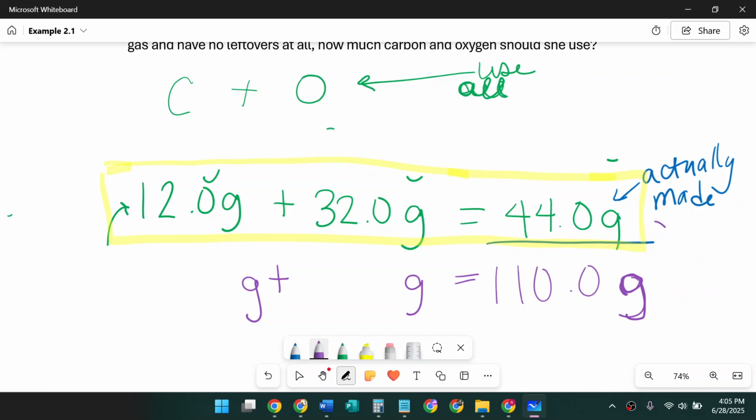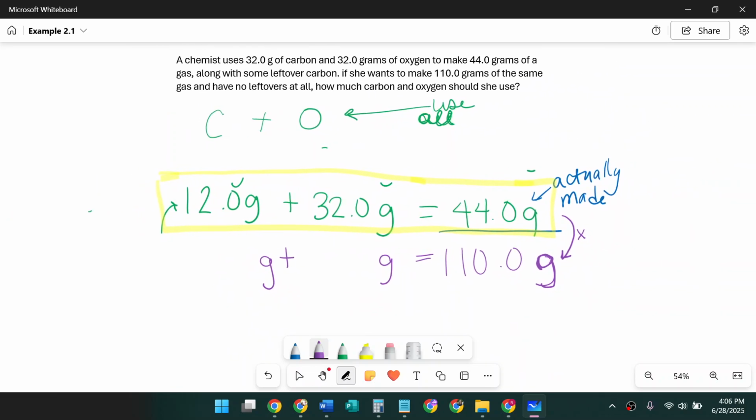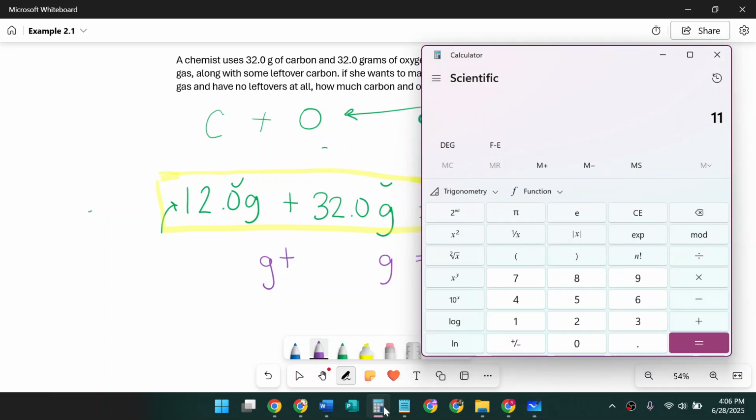So what we're going to do is go this way and figure out what we need to multiply by. If it were an easy number like 55, we would just double it to get 110, but it's not an easy number. So we need to take our 110, I'm going to do it up here so it's out of the way, and divide by the 44. These are both grams, so what I'm going to get is not going to have any unit because the grams are going to cancel out. It's going to be a multiplication factor. And that's going to tell us what we need to multiply the 12 and the 32 by to get the numbers that they need to have. So let's pull up our calculator. So 110 divided by 44 gives us 2.5.